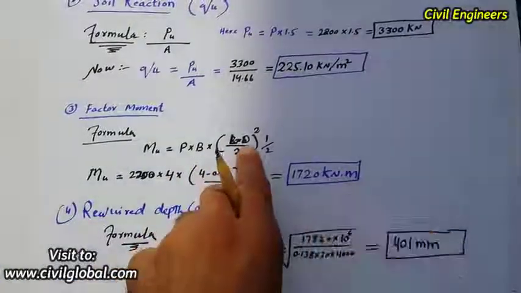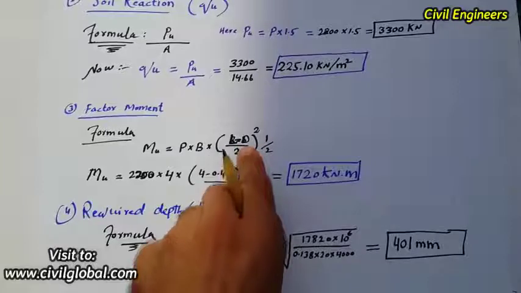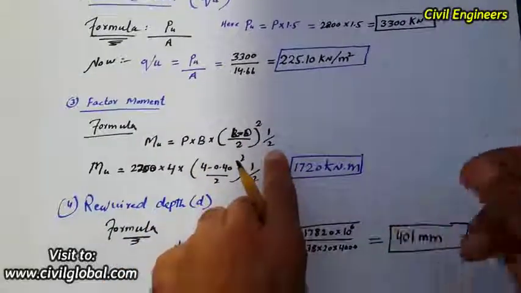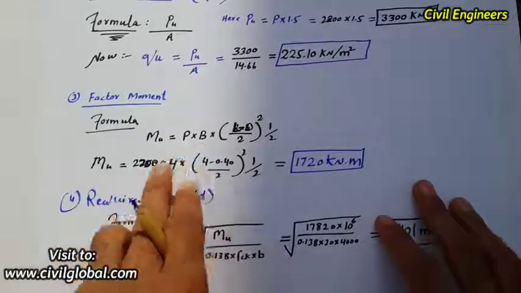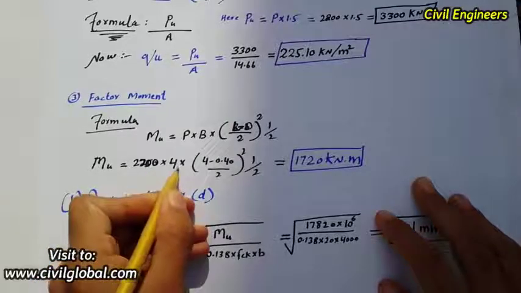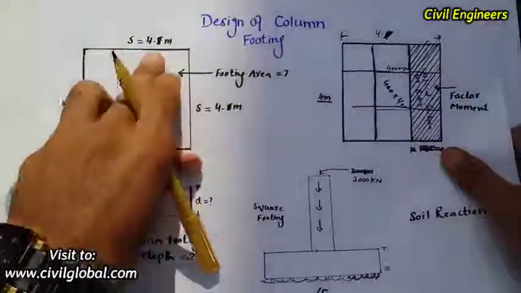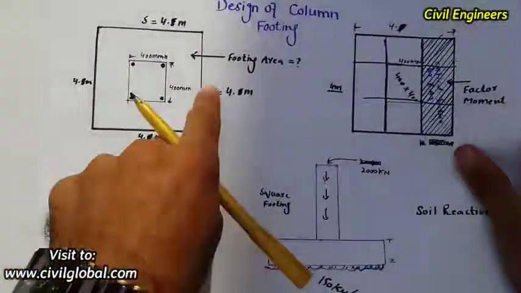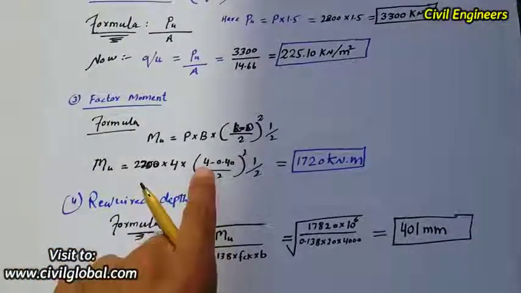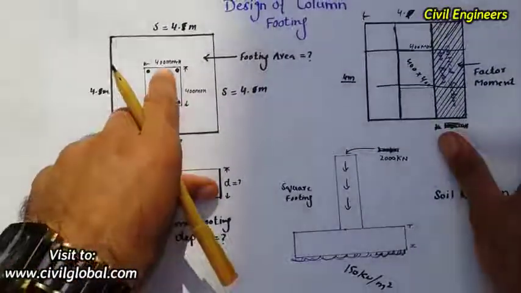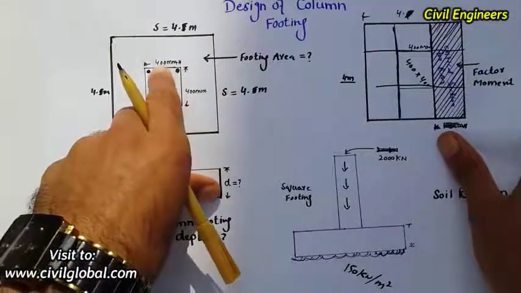Okay, so L minus D, where L is the length of the footing and D is the depth or the breadth of the column, which is 400 mm. Okay, and all squared and divided by 2, 1 divided by 2, because this is two sides. Therefore Mu is equal to P, we have the value of 2200, which is the applied load, multiplied by 4, the side of the column, B. And L is already 4, and subtract D, where D is the column depth, or we can say the length or the breadth.